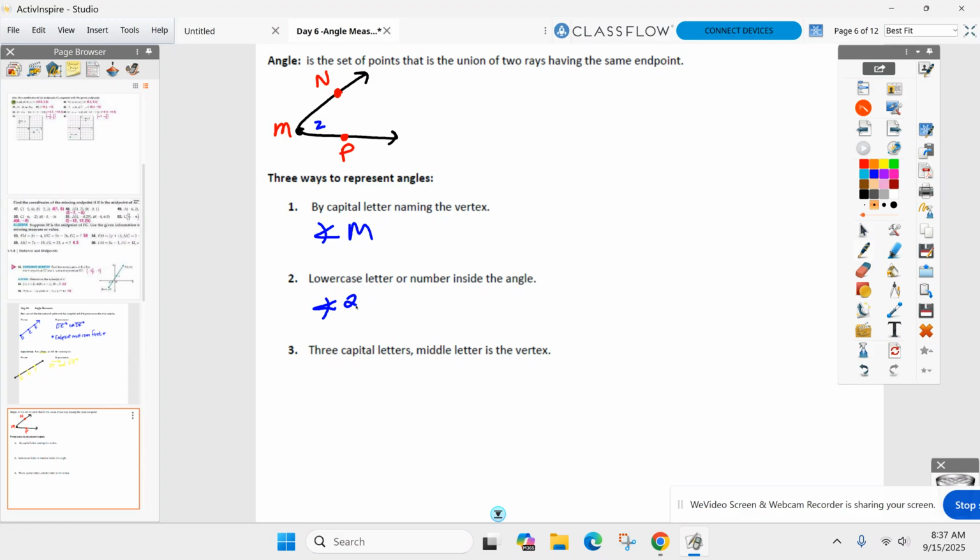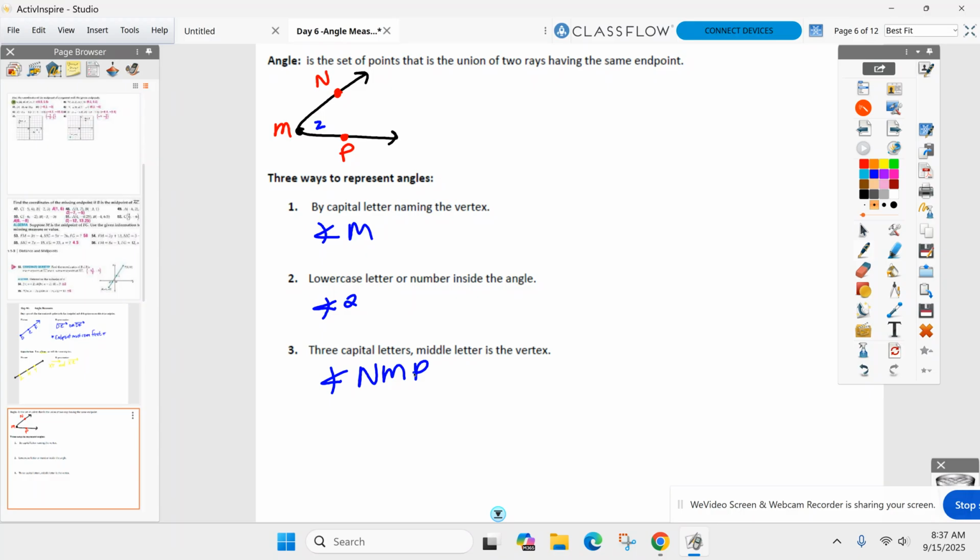And then next up, this is the way I would prefer all of you do it. You name it with the 3 capital letters where the middle letter is the vertex. So we could go here, angle, everyone ready? N, what's the vertex again? So I have to put that in the middle. NMP. Could I go PMN? Yes, as long as what's in the middle? My vertex. I prefer that way.